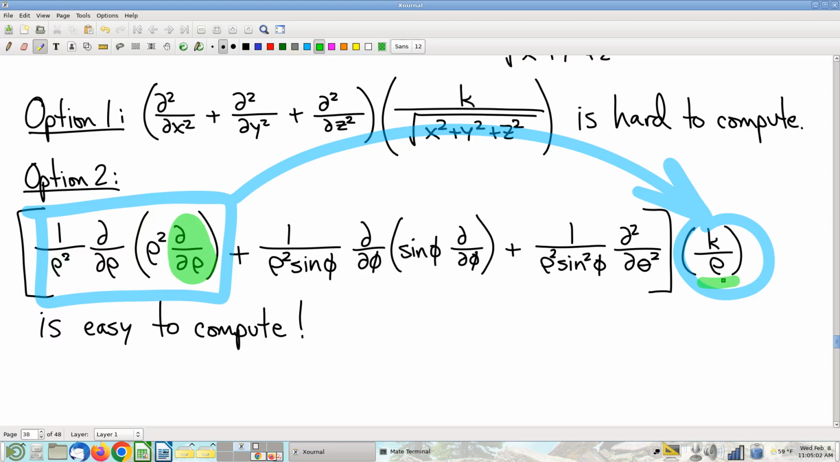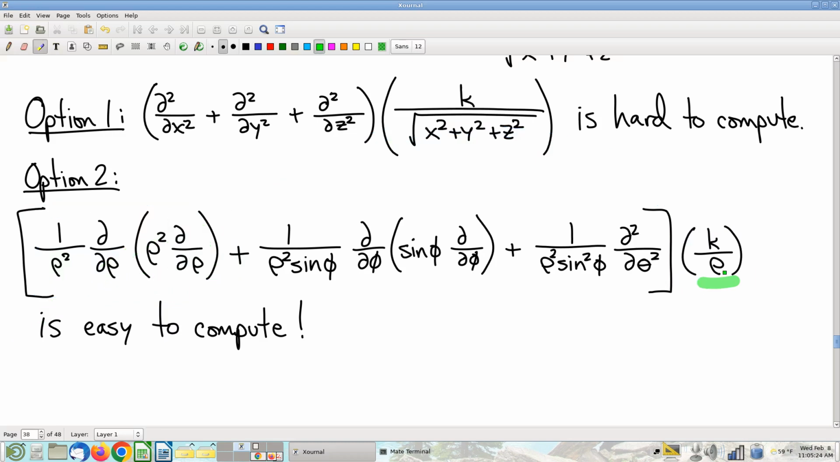Right, I'm going to get negative k over rho squared, which I'm then going to multiply by rho squared. That gives me negative k, which I then take a derivative of. 0, boom, walk away. Right? That term's gone. I didn't even have to write anything down. That was easy.